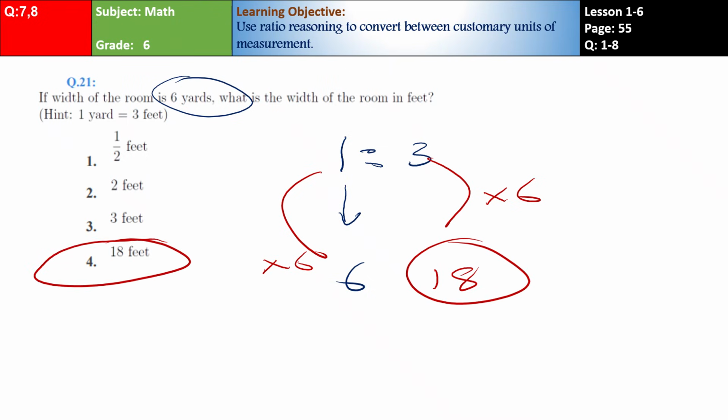That is the answer. So in this video, we have discussed the questions from question number 6 till 10. Hope this will help you in revising. In the next video, we will discuss the questions from 11 till 15, and then part 4 will be from 16 till 20.